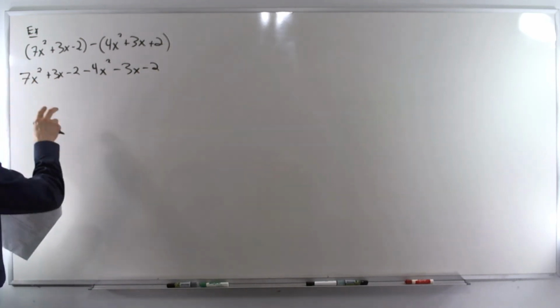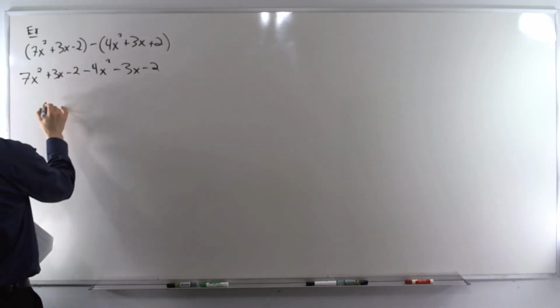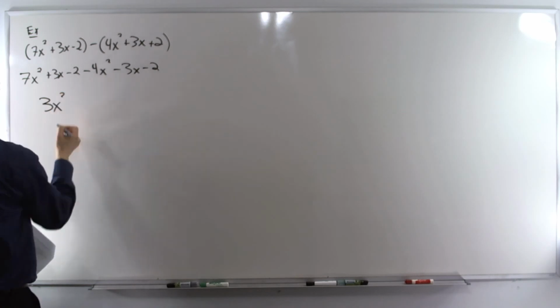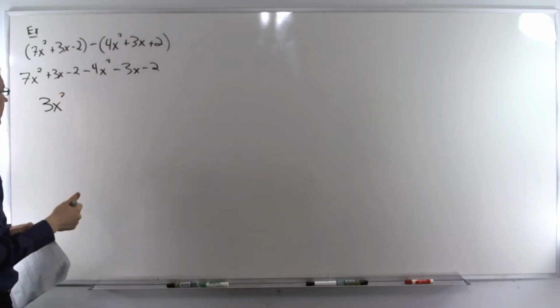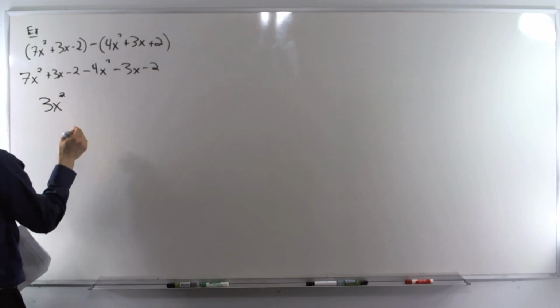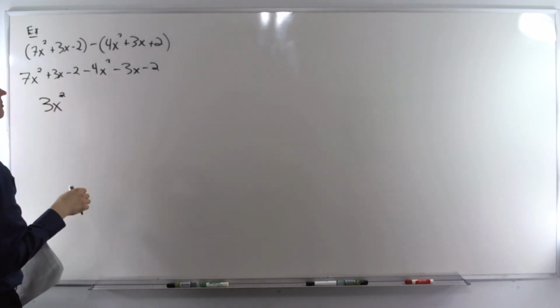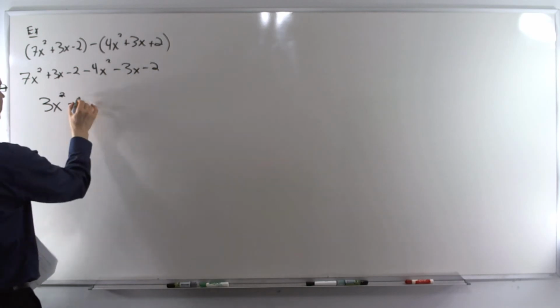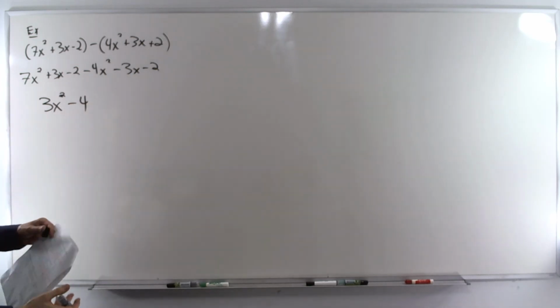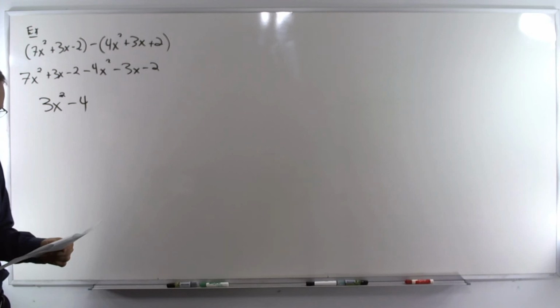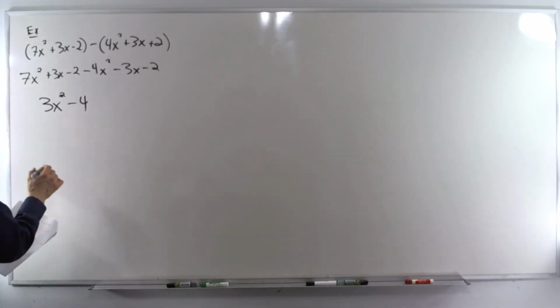All right, now we can do like terms. 7x squared minus 4x squared is 3x squared. And this is an optional step. If you can do it without it, that's fine. Now we got 3x minus 3x, that's 0x, so the x's are gone. Negative 2 minus 2 is negative 4. So we get 3x squared minus 4. Your turn, number 7.